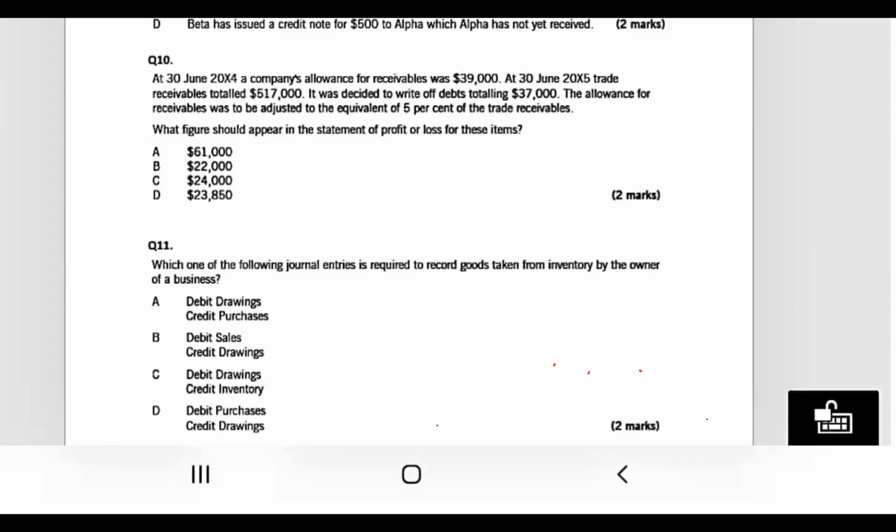An inventory is the cost of goods available. The cost of goods available. What about a purchase? I'm asking for the difference between a purchase and an inventory.